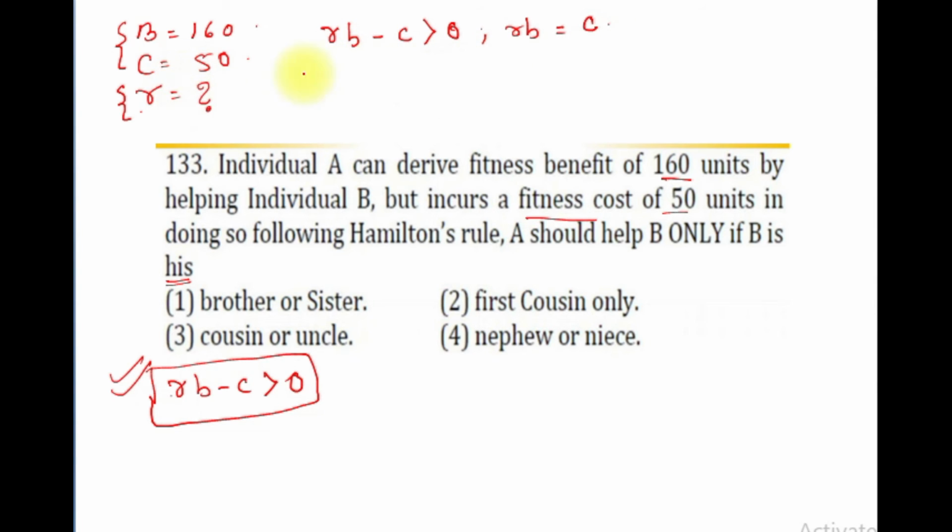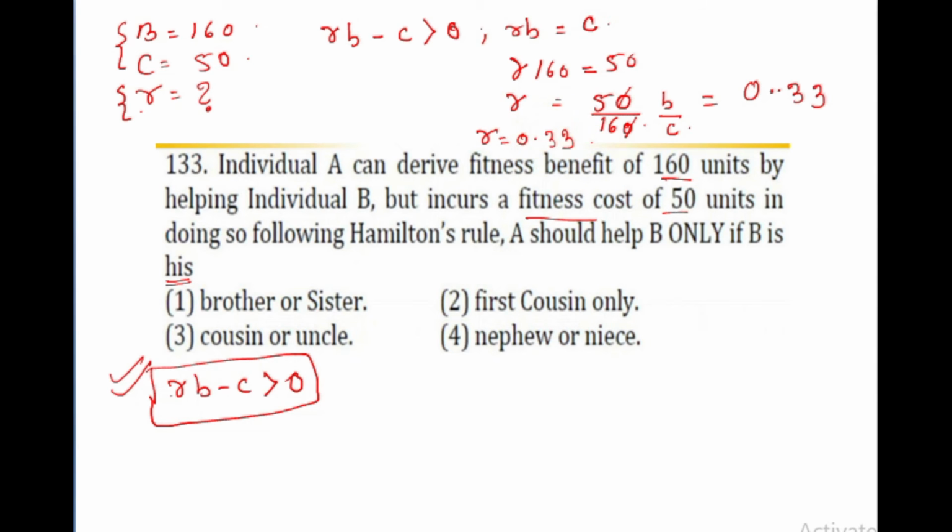Okay. Here what is r? We don't have r. What is B? B is 160, which is equal to C. What is C? C is 50. If we want r, that is 50 by 160. This is the value of B and this 50 is C. If we cancel it out, what will we get? We will get 0.33. So we got the value of r, that is 0.33.